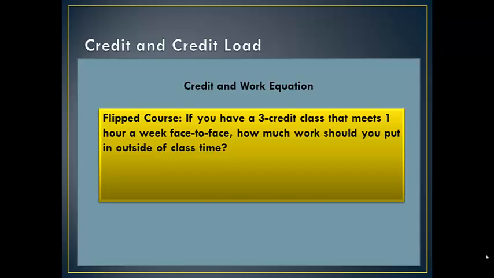So let's take a look at a story problem. Let's say you have a flipped course like the one that you're enrolled in right now. If you have a 3-credit class that meets 1 hour a week face-to-face, how much work should you put in outside of class time? So you're taking a 3-credit course, you times it by 3 hours of learning, which equals 9 hours per week worth of work. But you are meeting for 1 hour of class time. So that means that you are going to need to put in 8 hours outside of the classroom. That is the expectation.